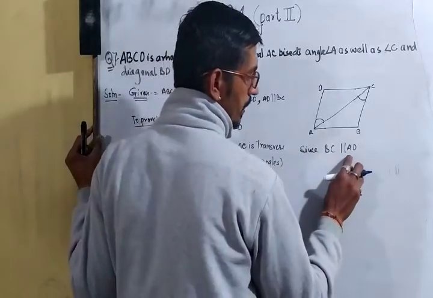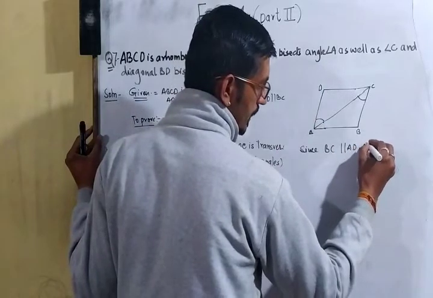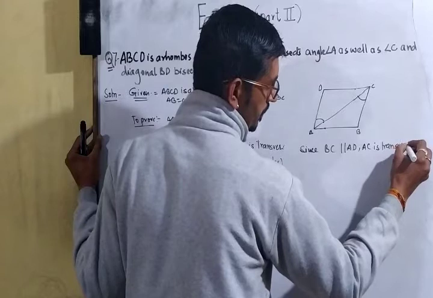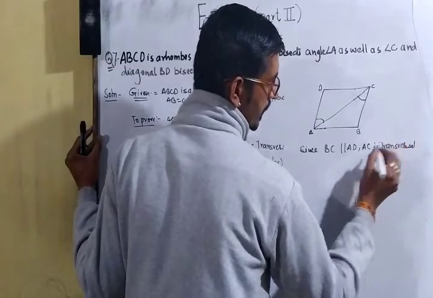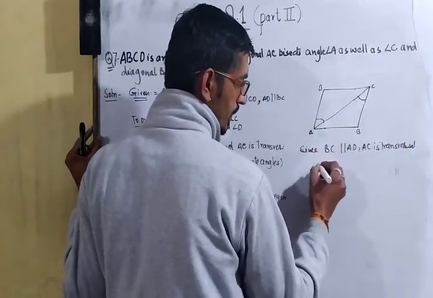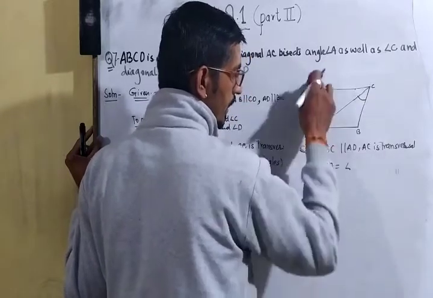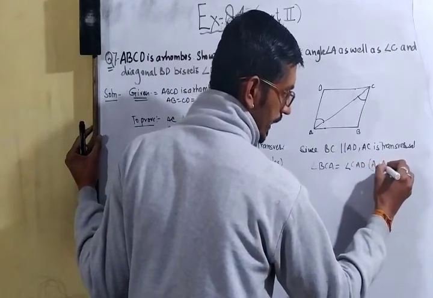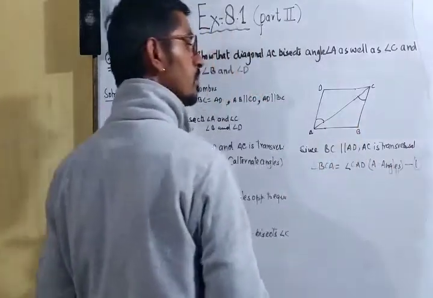Since BC is parallel to AD and AC is transversal, so what we can say from this? Angle BCA is equal to angle CAD. Again you will write alternate angles. This is equation number 1.